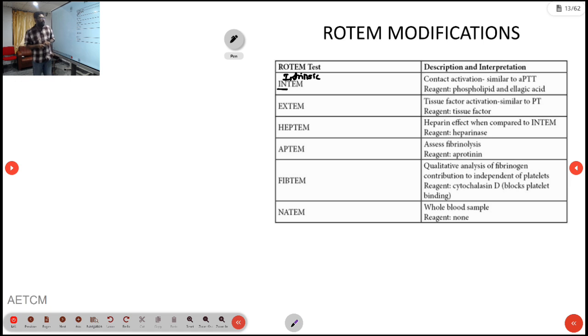So then EXTEM is the extrinsic factor. The extrinsic pathway is used for activation, and that is the tissue factor. HEPTEM is heparinase. APTEM uses a reagent called aprotinin, and then FIBTEM. And NATEM is the basic whole blood sample, the native whole blood sample with no reagent. This is the basic sample which we use in ROTEM in common, usual cases.